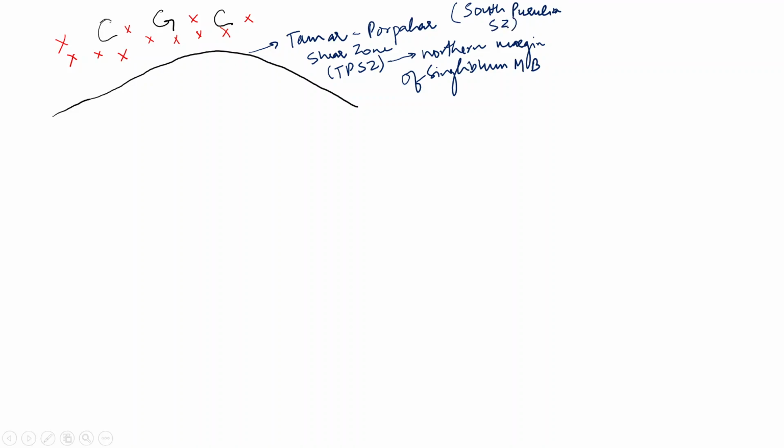Now that GSI is conducting prelims also, you may be asked what is the different name for Tamar Porpahar Shear Zone? If at all this question is asked, then the answer will be South Purulia Shear Zone.